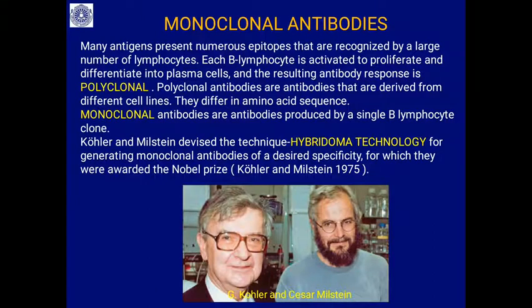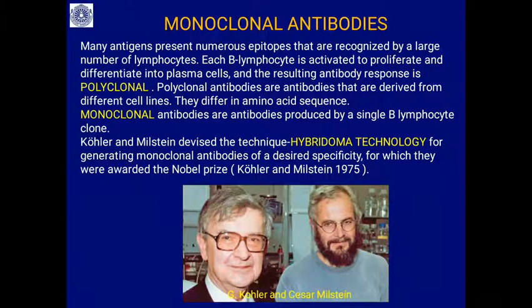Many antigens present numerous epitopes that are recognized by a large number of lymphocytes. So, a single antigen has many epitopes, and there are many antigens, many epitopes, entering the body. They are recognized by the lymphocytes, and these lymphocytes activate B lymphocytes, and the activated B lymphocytes become plasma cells, and they start producing antibodies in response, called polyclonal antibodies.